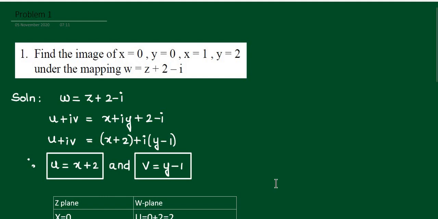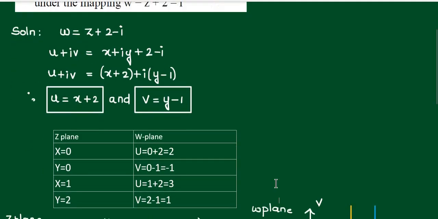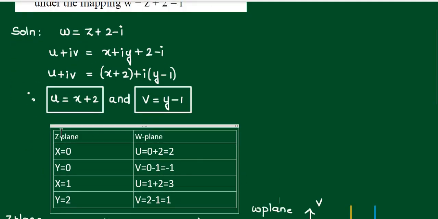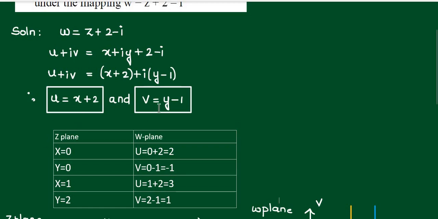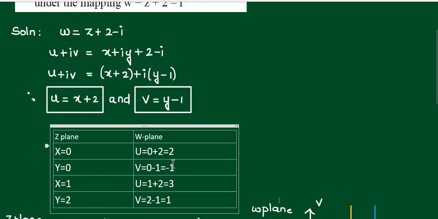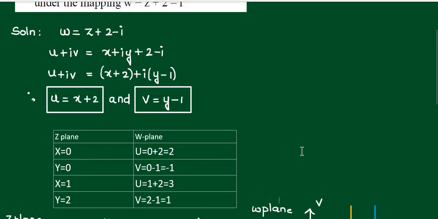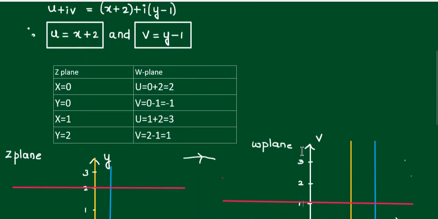Now, let us construct a table and then find out what the images of these equations are. When x equal to 0, substitute in any of these equations, so you get u is equal to 2. When y equal to 0, you get v is equal to minus 1. When x equal to 1, you get u equal to 3. When y equal to 2, you get v is equal to 1. Thus, we have got the images of these. Now, let us sketch the diagram.